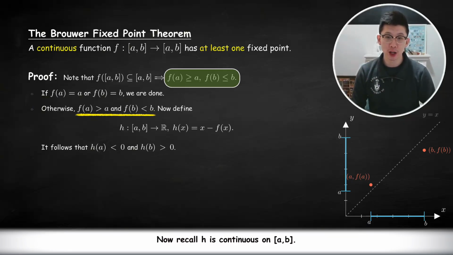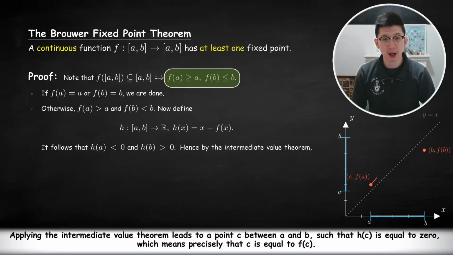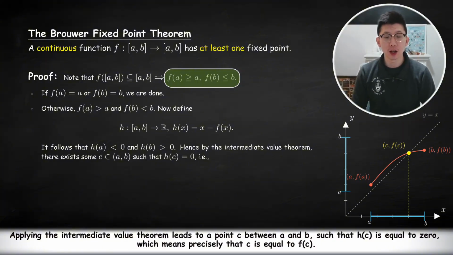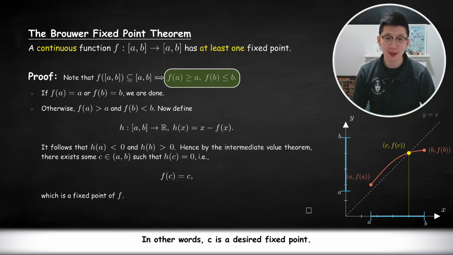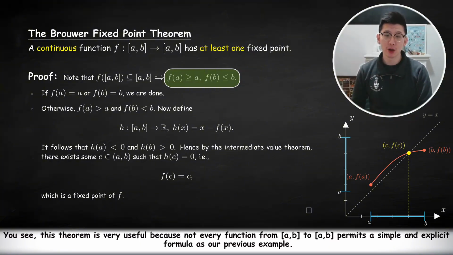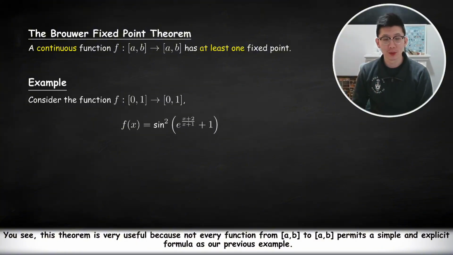Now recall h is continuous on [a, b]. Applying the intermediate value theorem leads to a point c between a and b, such that h(c) is equal to 0, which means precisely that c is equal to f(c). In other words, c is a desired fixed point. That finishes the proof. You see, this theorem is very useful, because not every function from [a, b] to [a, b] permits a simple and explicit formula as our previous example.